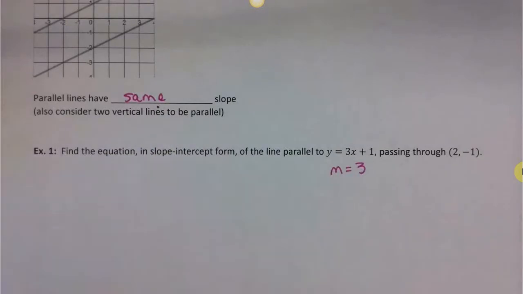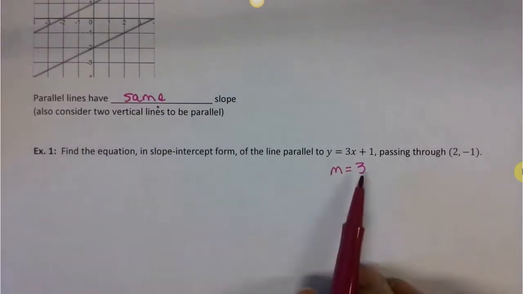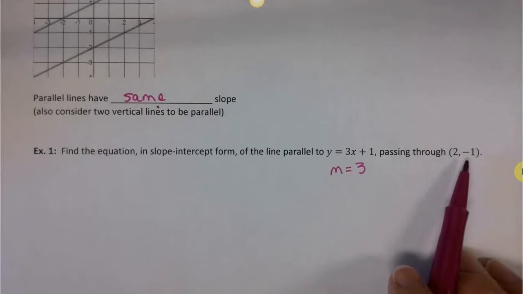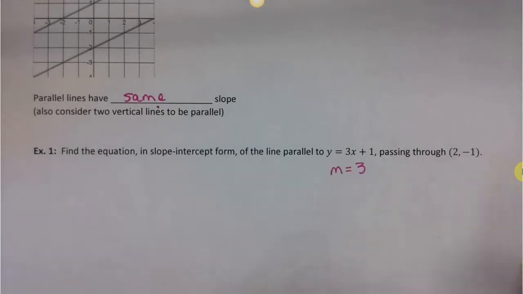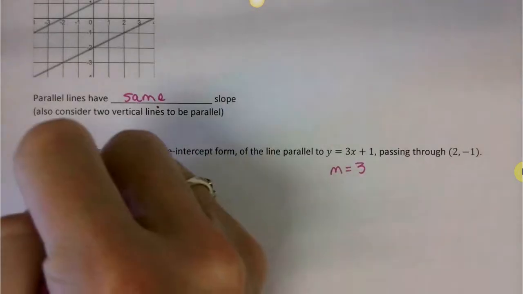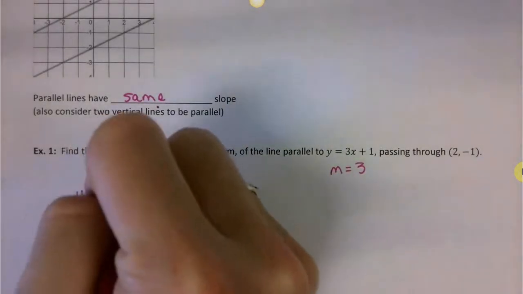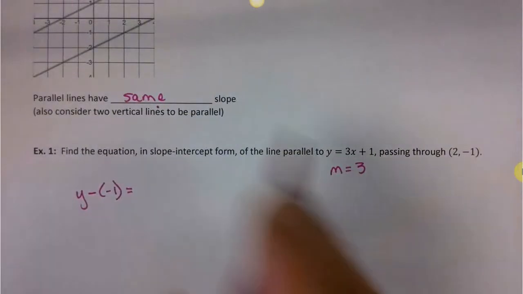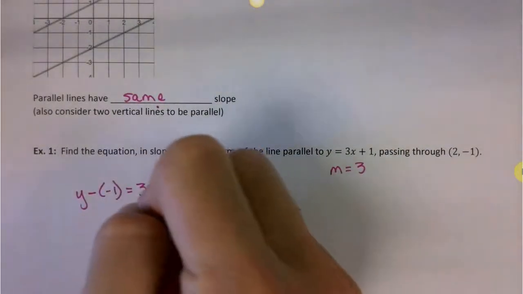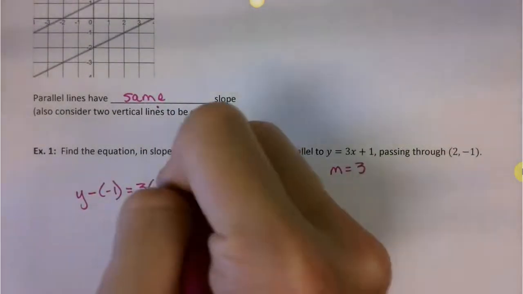So what we're trying to do at this point is to find the equation of the line that has a slope of 3 and passes through the point (2, -1), which goes back to our point-slope form. So we'll have y minus y1, which is -1, equals m, which is 3, times x minus x1, which is 2.